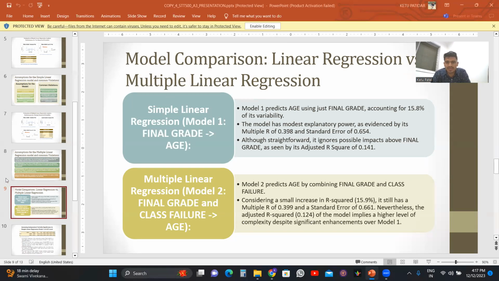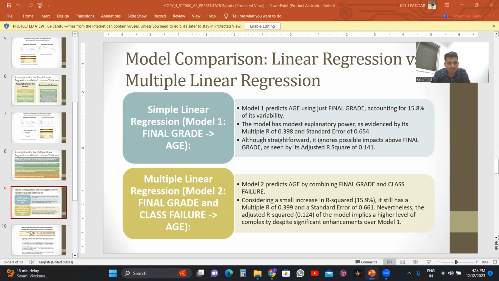Model 1 predicts age using just final grade, accounting for 15.8% of the variability. The model's power is shown by a multiple R of 0.398 and a standard error of 0.654. It ignores possible inputs other than final grade, as seen by its R square of 0.141.